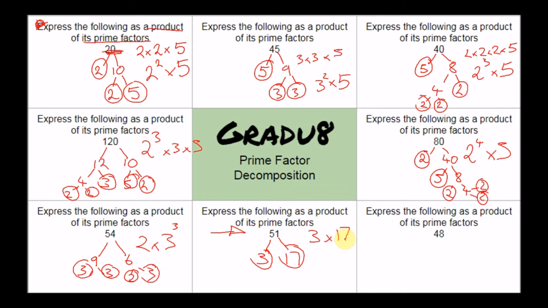So this last one now, 48 is a number they use all the time. Have a think about all the different ways that you could possibly do that one. Let's go for 4 and 12. 4 breaks down into 2 and 2. 12 breaks down into 3 and 4, and 4 breaks down into 2 and 2. Okay, so have a look again. So I've got 2 to the power of 4 times 3.